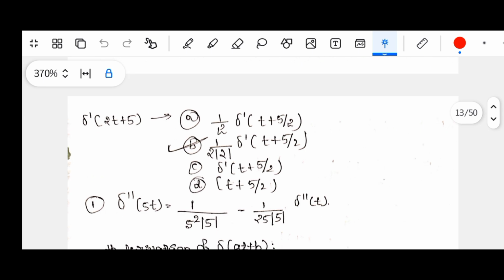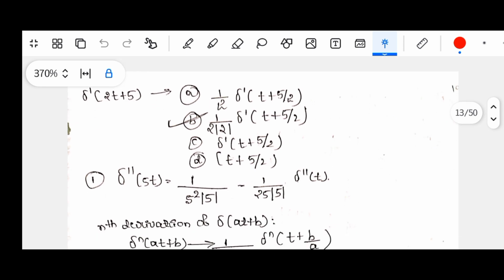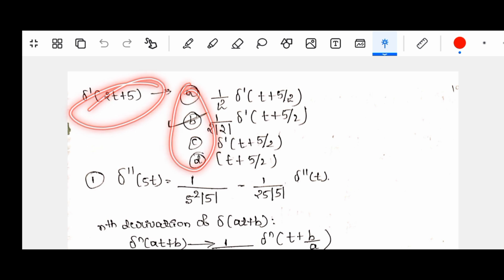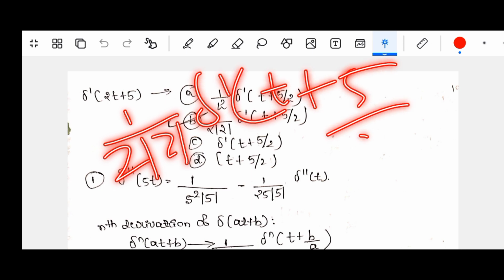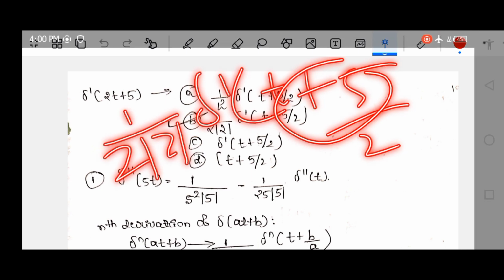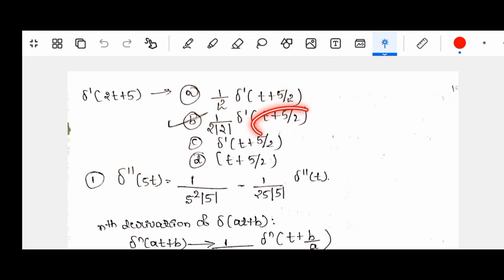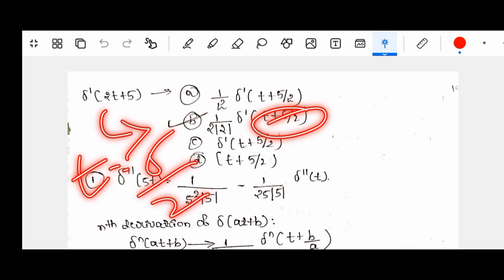So let's solve some problems. δ'(2t plus 5), what will be the answer from A, B, C, D? What is δ' of 2t plus 5 for single differentiation? It will be 1 divided by 2 into mod of 2, δ'(t plus 5 by 2). How do we get this? t plus 5 by 2 means find out the location, t is equal to minus 5 by 2. So the answer will be B.